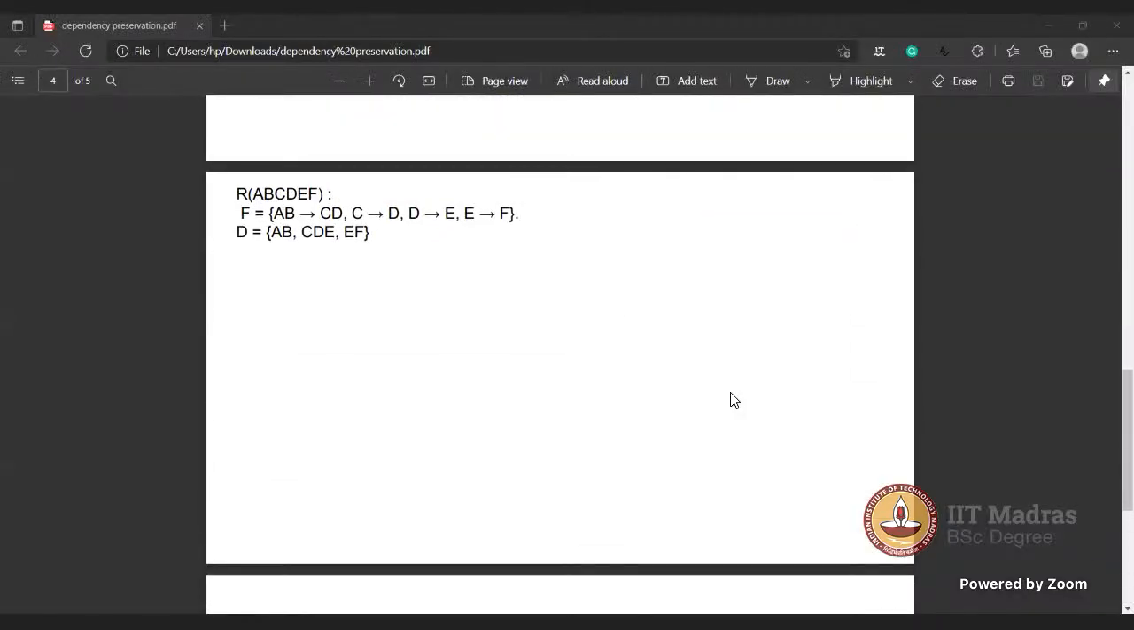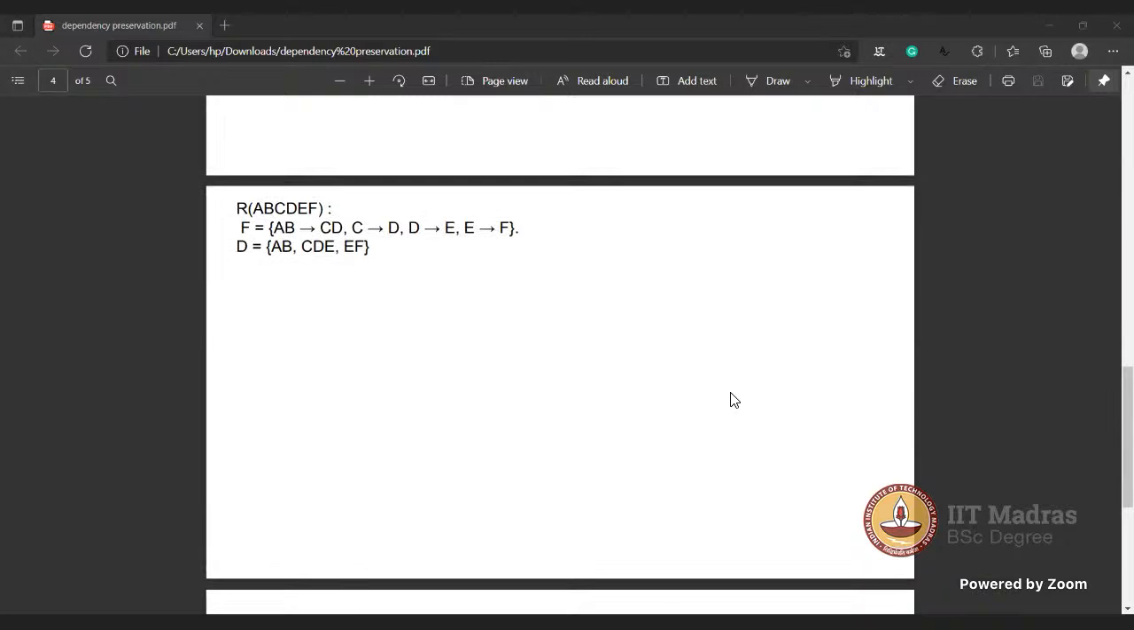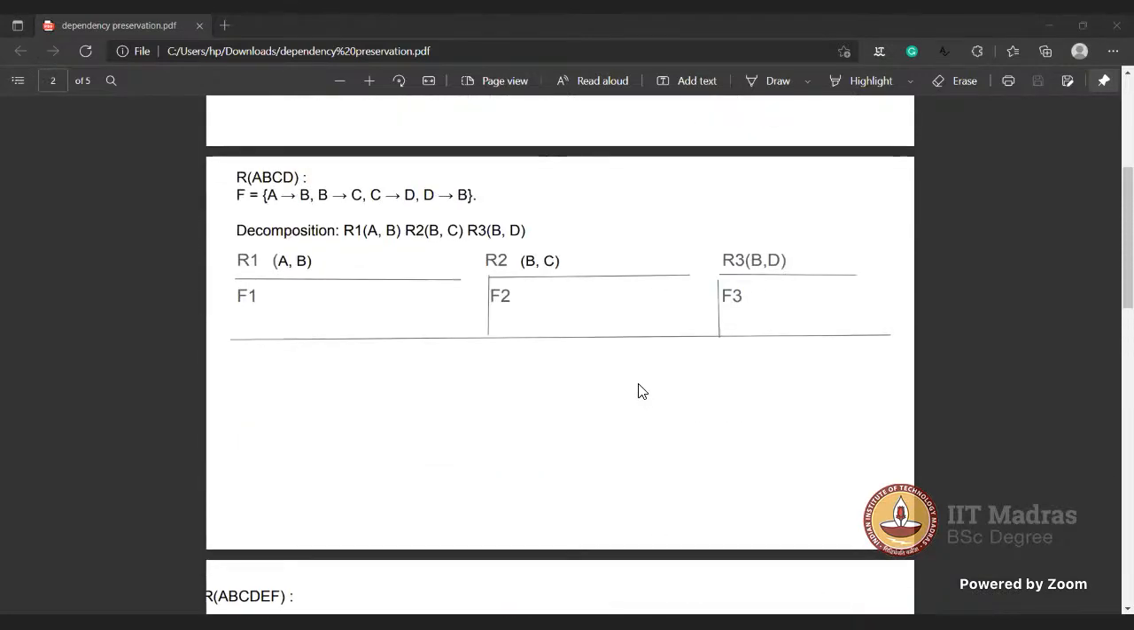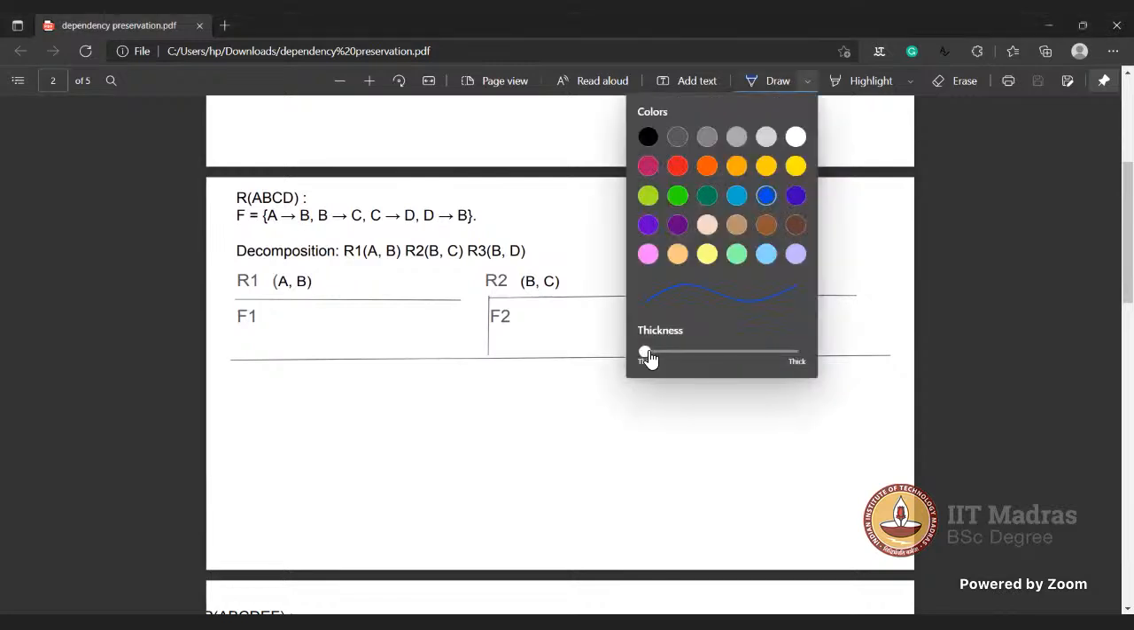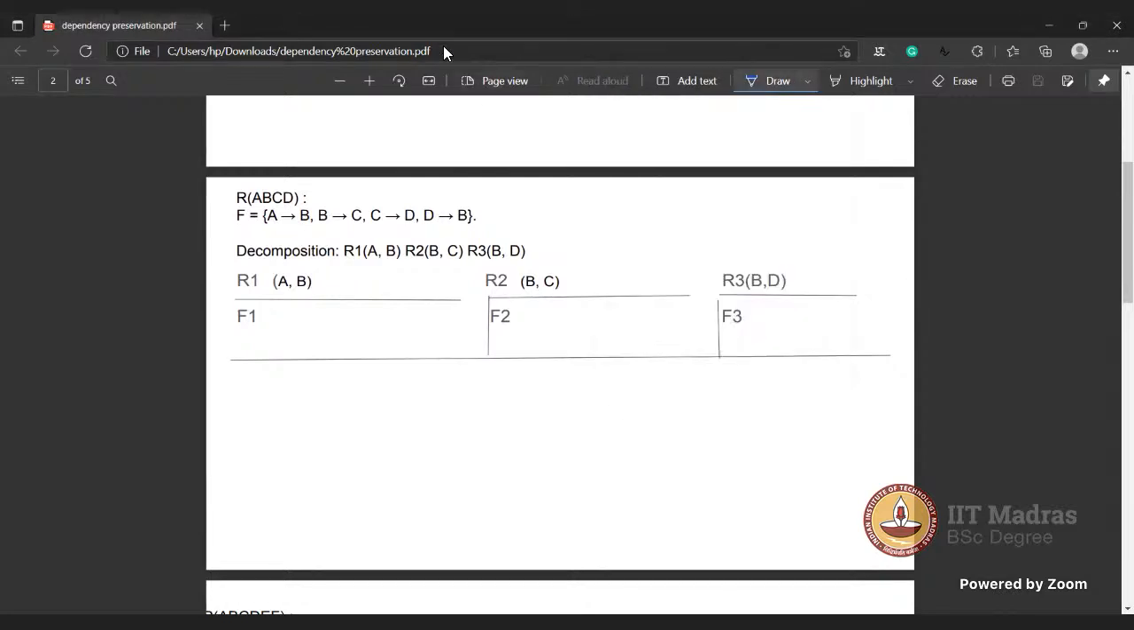So first I will discuss how to find dependency preservation. Then I will give one counter example. Right. So, most of the students have problems with dependency preservation.